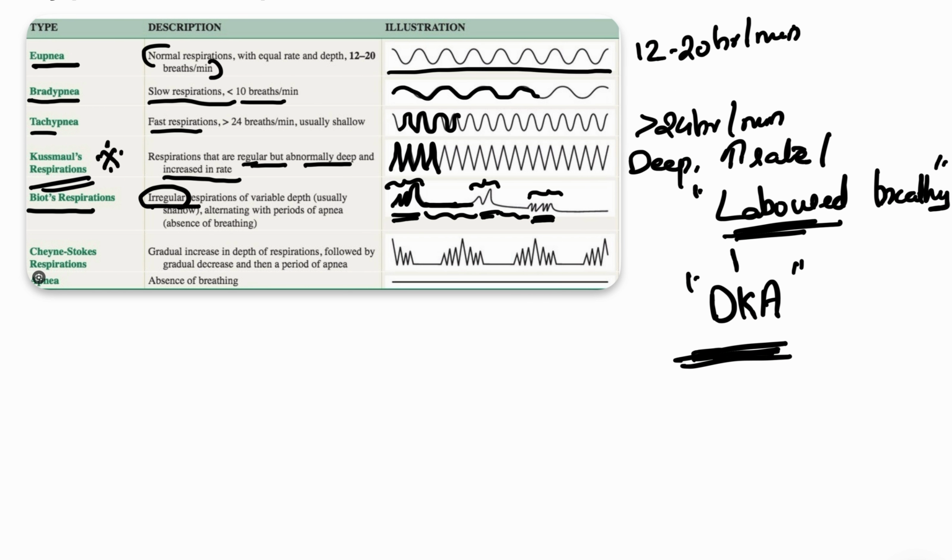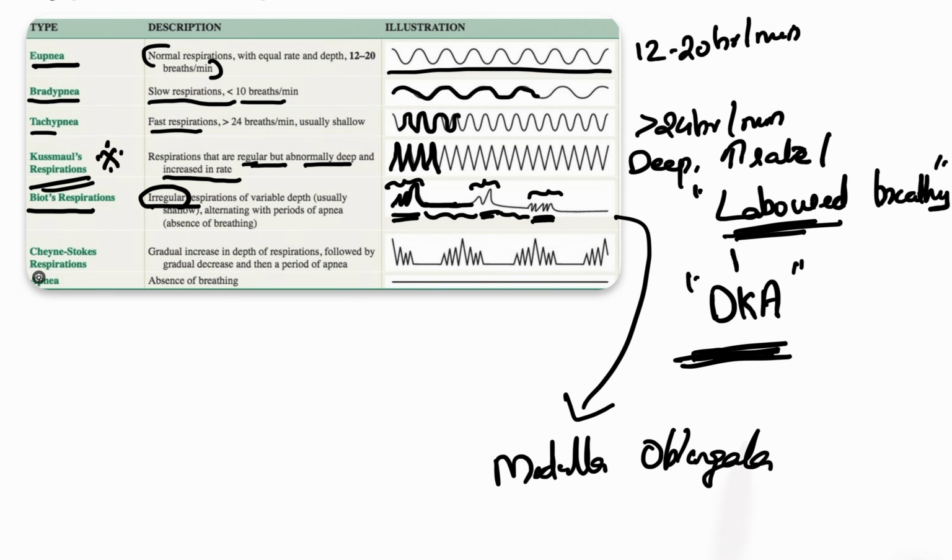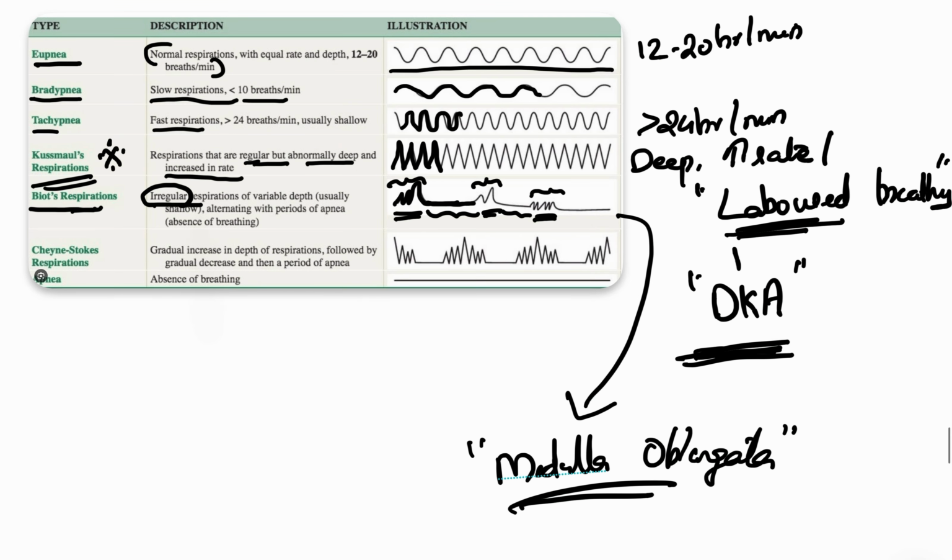Biot's respiration is often seen in disease conditions related to the medulla oblongata. If the patient has any damage to the medulla oblongata, the patient can experience Biot respiration. It's an irregular respiration of variable depth. It varies all the time, and is followed by an episode of apnea, or absence of breathing.